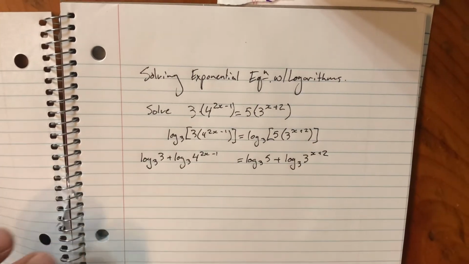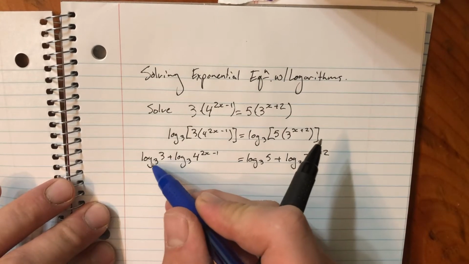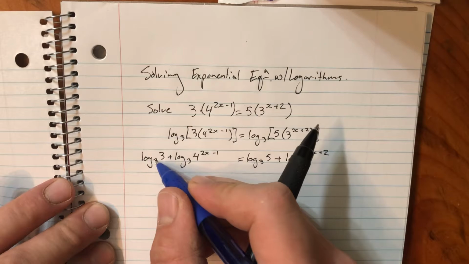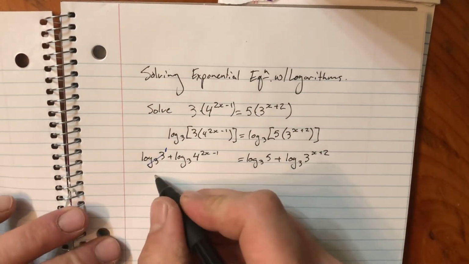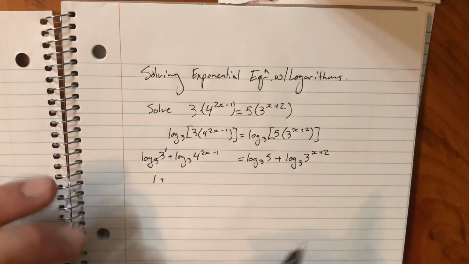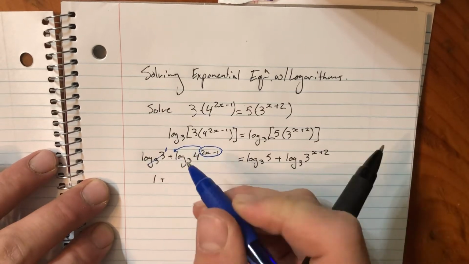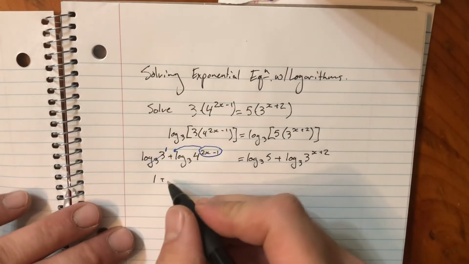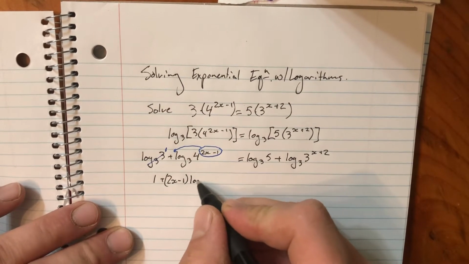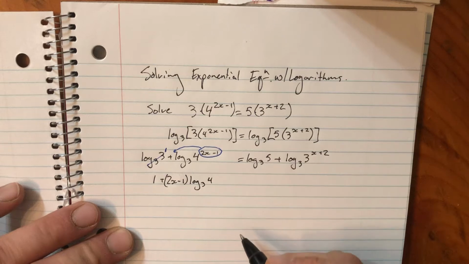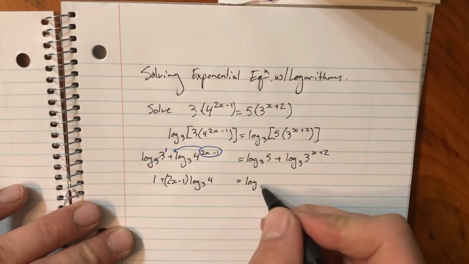Okay, great. Now, these logarithm base 3 arguments are awesome because what's the exponent needed to raise 3 to 3? Well, that's 1, so they cancel. That's going to leave me with 1. Now, for this next one, this exponent is going to come down and in front. So this is going to become 2x minus 1 times logarithm base 3 of 4. On the other side of things, I'll still have logarithm base 3 of 5.